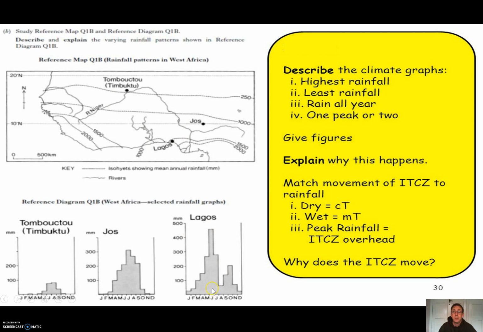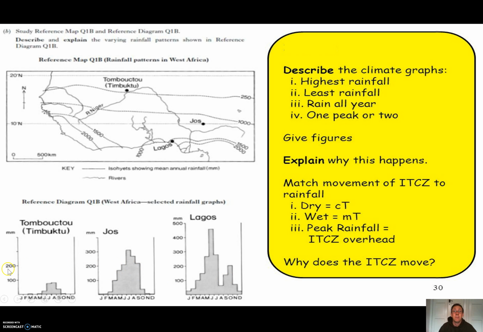So it gets its first peak in June, and that's when the ITCZ passes over for the first time, where it's kind of crossing the equator and it's starting to move north. So we've got a peak of rainfall then. And then as the ITCZ returns and it passes again on its way south, Lagos gets a secondary peak.